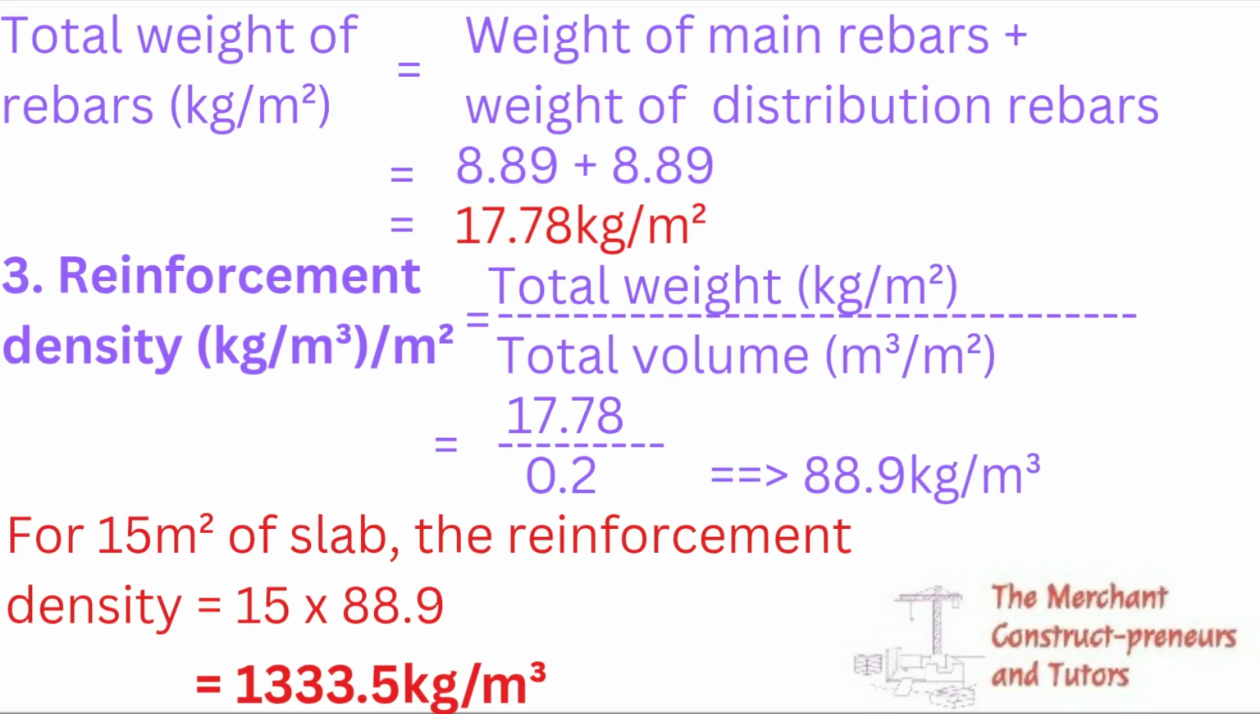Then the slab that was given to us initially was 5 by 3. So that is 15 square meter. So for a 15 square meter, will now be 15 multiplied by 88.9. That is, we have 1,333.5 kilogram per cubic meter.